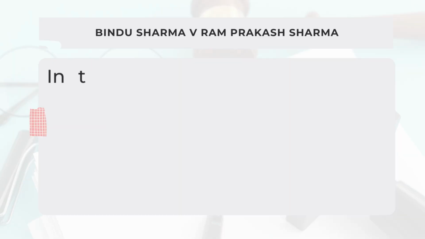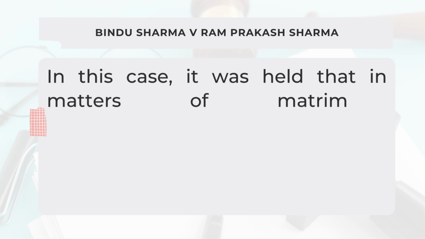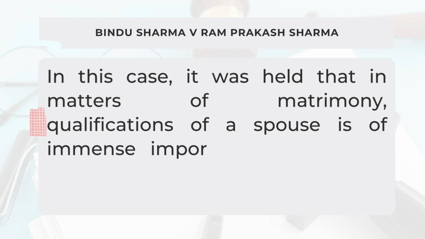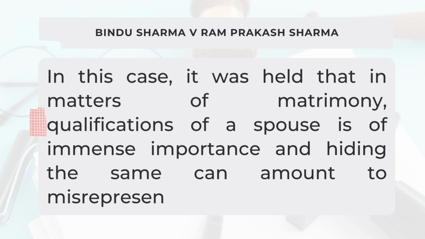Another case, Bindu Sharma versus Ram Prakash Sharma. In this case, it was held that in matters of matrimony, the qualification of a spouse is of immense importance, and if you are hiding that, it leads to misrepresentation. So, in this case, the qualification of one party was being hidden, and it was stated that he or she had qualified in this particular program, this particular graduation or post graduation. So, the court believed it is one of the important material facts that you have hidden. In that hidden part, they believed it is a case of misrepresentation.